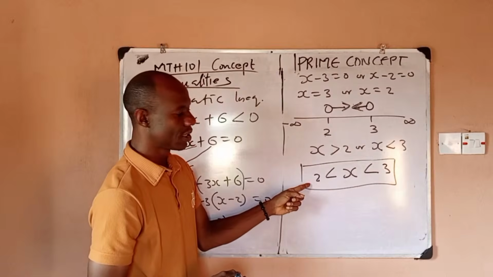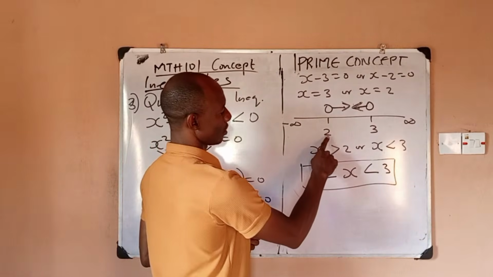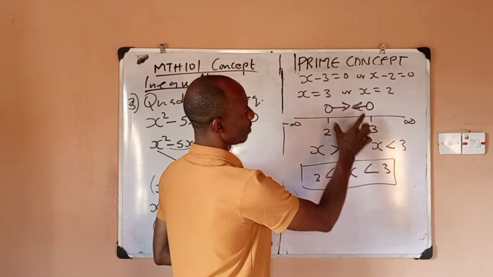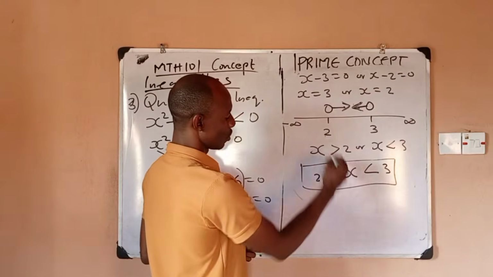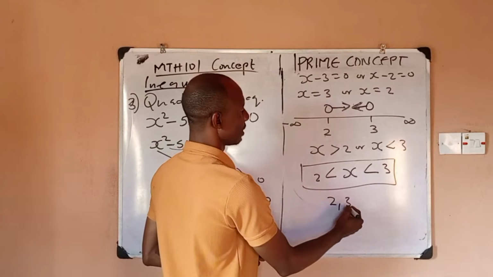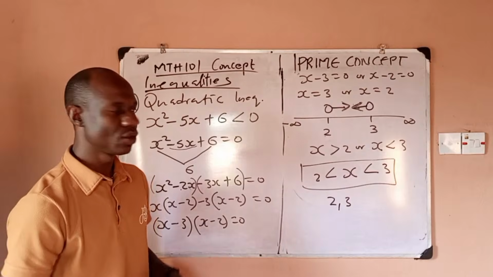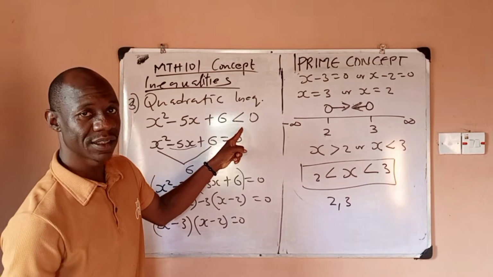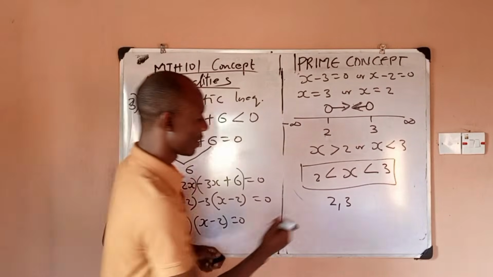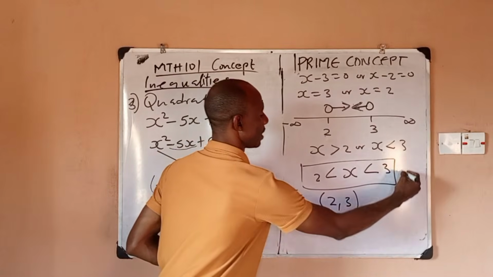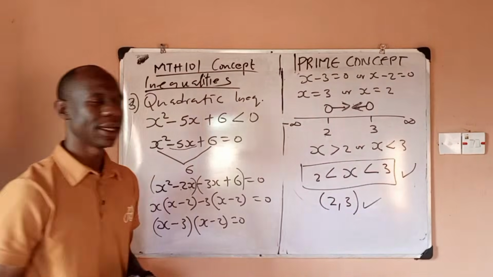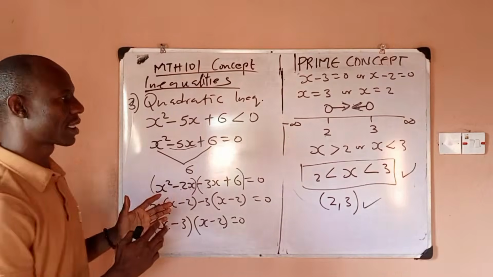If you don't see it this way in exam, then you remember it's going to be from 2 to 3 because you are in here. So it's going to be 2, 3. What kind of bracket are we going to use? Remember, this is a strict inequality. So we're using what? Open bracket. So this is our answer. Either this or this is our answer. So if this is clear, say clear.